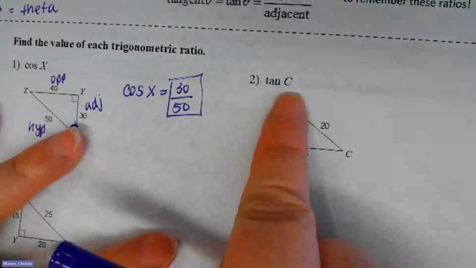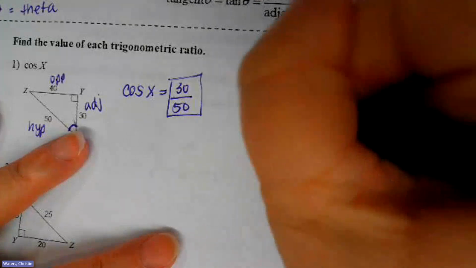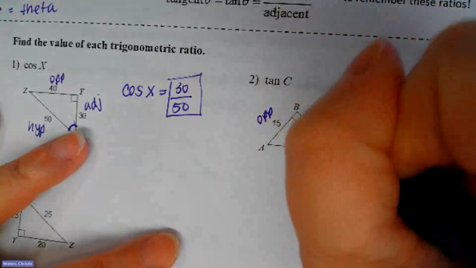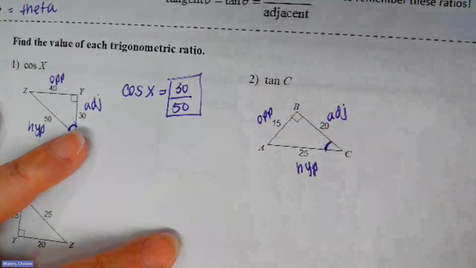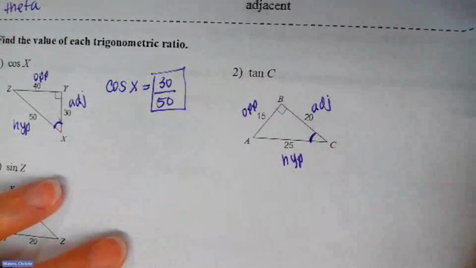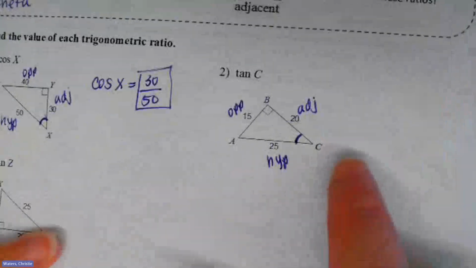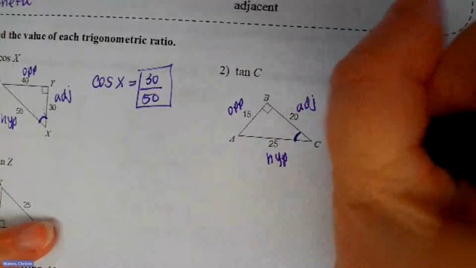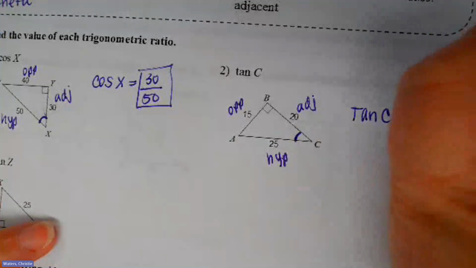All right, let's try number 2. This time they want us to find the tangent of angle C. So angle C is here. That makes the side across from that the opposite side. Across from my right angle is my hypotenuse. And the third side is the adjacent side. So we are using tangent this time. Tangent is the opposite divided by the adjacent. So we are going to do 15 divided by 20. So tangent of angle C is 15 over 20.